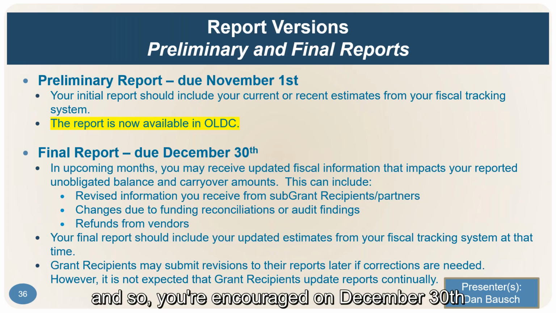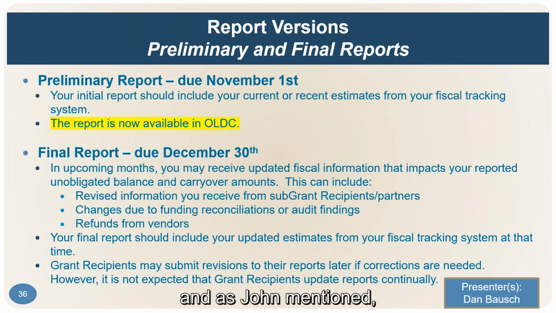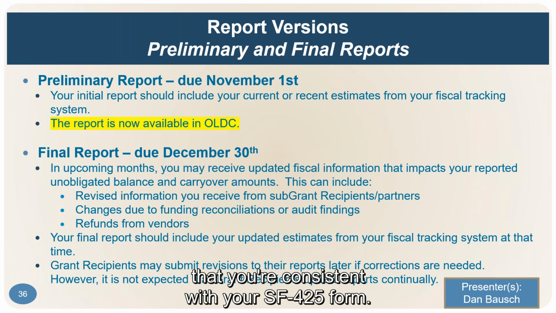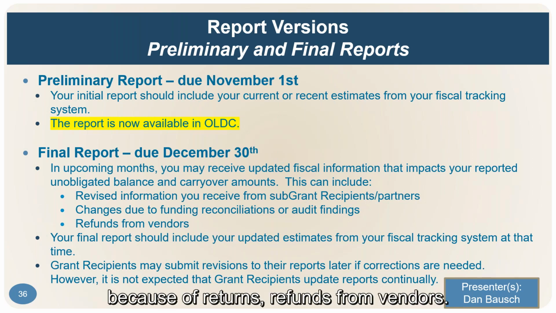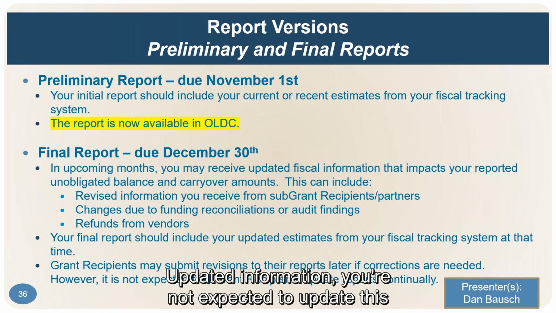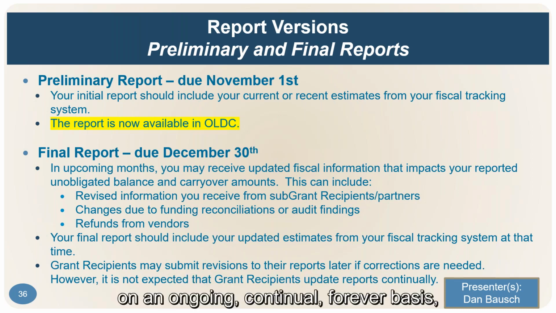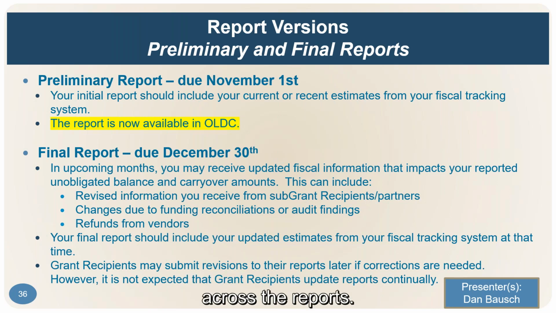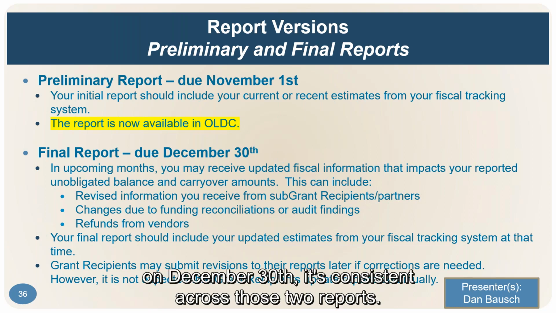And so you're encouraged on December 30th to make sure that you have the correct information, and as John mentioned, that you're consistent with your SF425 form. One thing that's important to know is the unobligated balance can change because of returns, refunds from vendors, updated information. You're not expected to update this on an ongoing, continual, forever basis, but you are expected to make sure it's consistent across the reports. So we encourage you to make sure that when you submit on December 30th, it's consistent across those 2 reports.